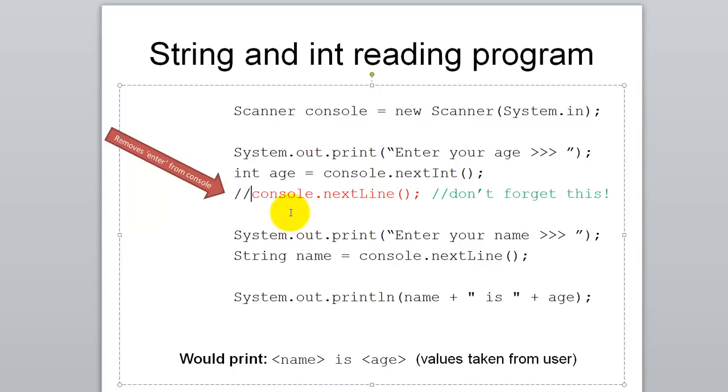But by including this line of code, console.nextLine, that processes the enter key. So even though the 16 was processed here, and the enter was processed here, basically thrown away or cleaned out, then when we get down here, it asks you to enter your name, and it looks at the keyboard buffer in the console, and it says, all right, there's no unprocessed data. I need to wait for the user to supply something new. So after you do a nextInt, a nextDouble, or a nextBoolean, you're going to need to do nextLine to clear out the enter. Otherwise, you may run into this issue.